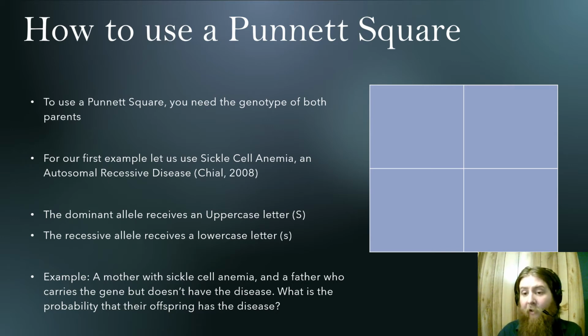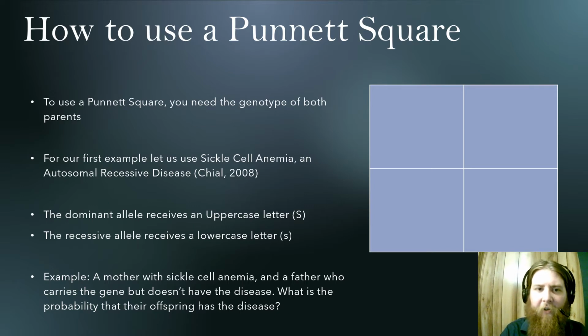So the dominant allele receives an uppercase letter. In this case, we're going to use an uppercase S for sickle cell. The recessive allele receives a lowercase letter. Now, in our first example here, a mother with sickle cell anemia is going to have offspring with a father who carries the gene but doesn't have the disease. And we're going to look at what is the probability that the offspring will have this disease.